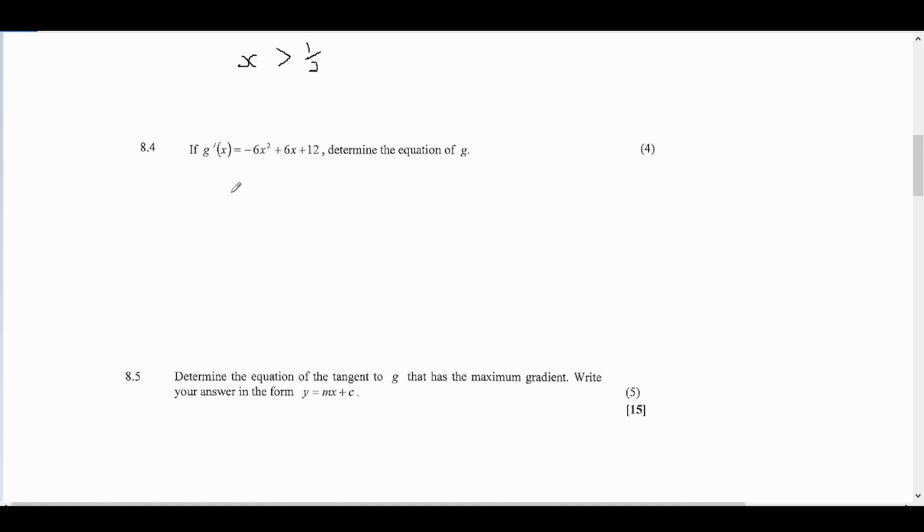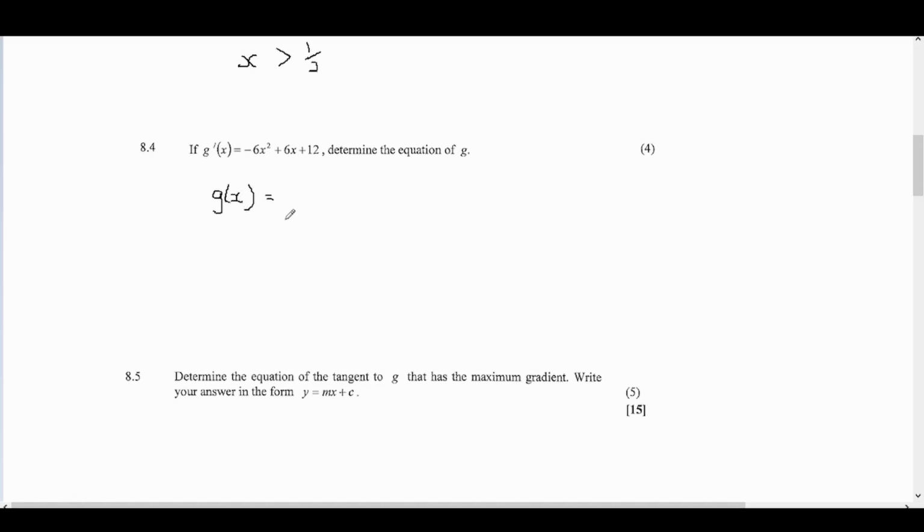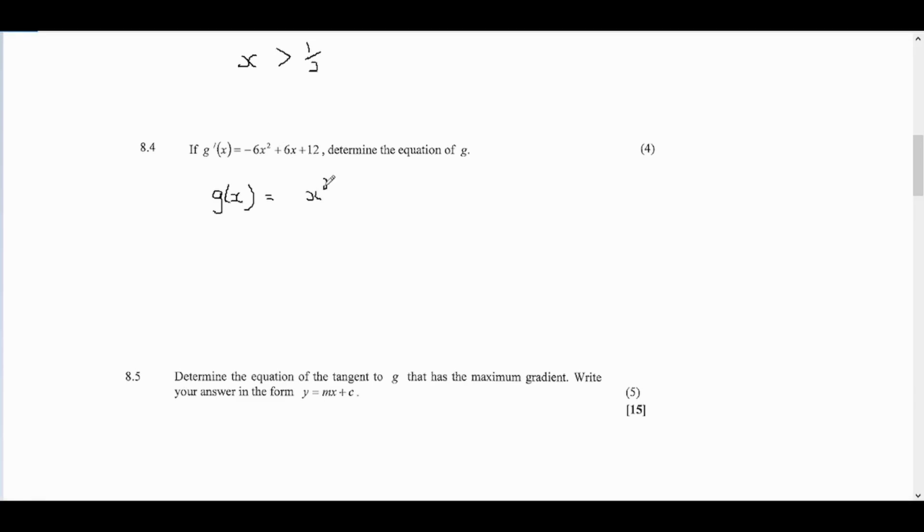So what we'll do is we'll say g of x, using our g prime, we'll just undo the power method. So this first term over here, it's x squared, but we know that if we undo the power method, it's going to be 2 plus 1, the same way that you would normally minus 1.